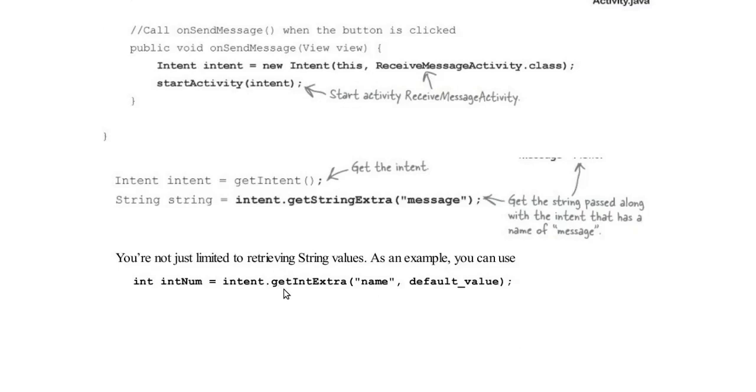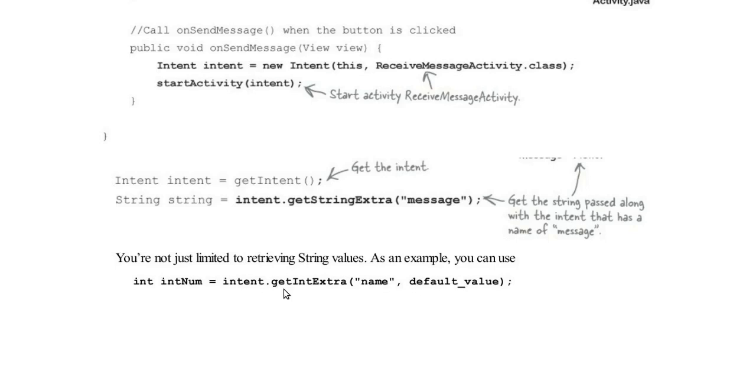But here the one problem is that we have also typed some message. So we want this message to be sent to the second screen. For that purpose we have to store that string, whatever we have written, and then we have to pass that string to the intent, and then the receive message activity has to extract that intent.